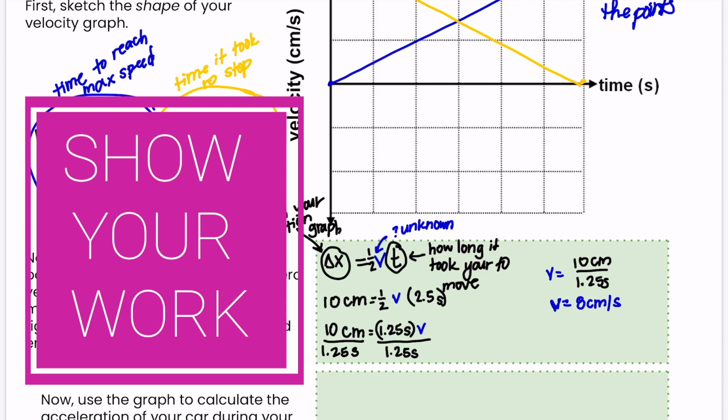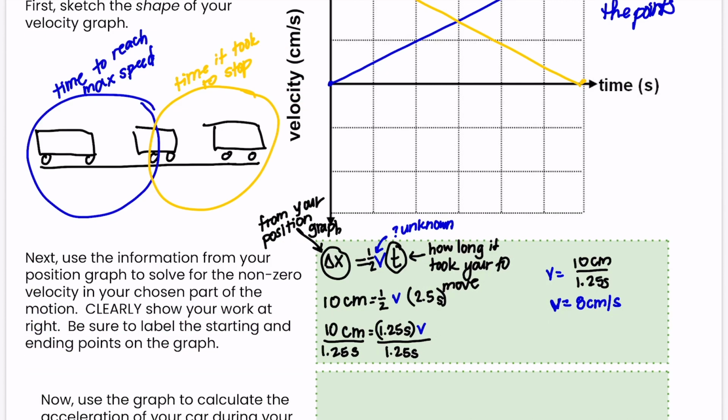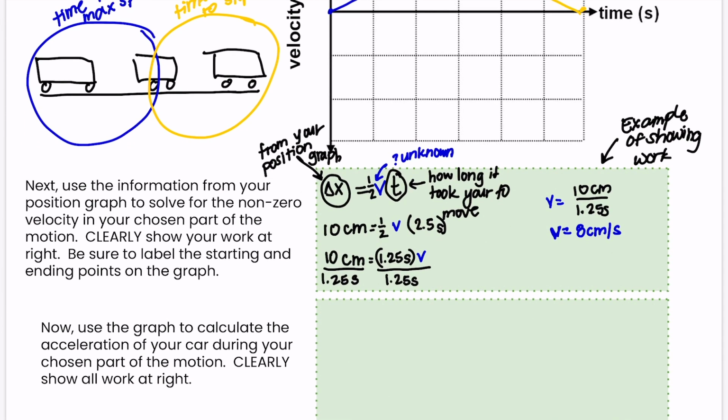Okay, and so this is the example of showing your work, and you want to make sure that you do show your work really well. So this is an example of showing work. Make sure you do the same thing. Now, clearly show your work at the right.